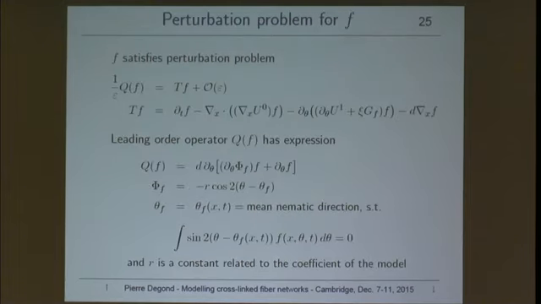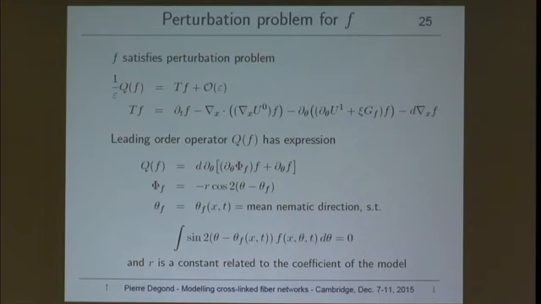And so we end up with a perturbation problem when we flush everything into the equations. That's written like so. We have a singularly perturbed problem where we have a leading operator Q of f, which is of this form, like a collision operator in kinetic theory. And then we have a transport term, which has this form, plus a remainder.